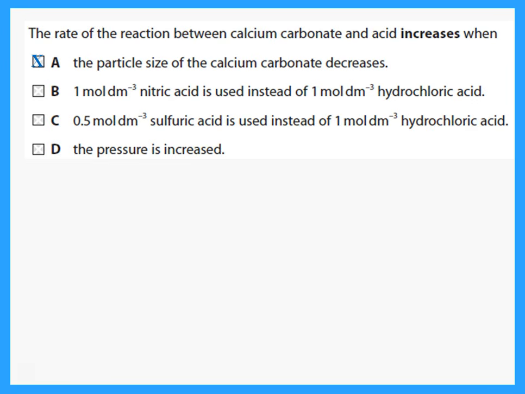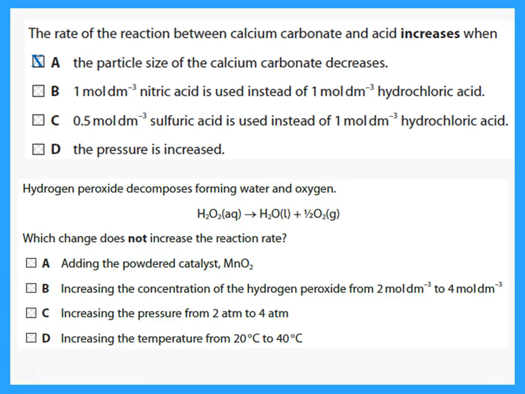0.5 mole per decimeter cube of sulfuric acid is used instead of 1 mole. Remember that the difference between sulfuric acid and hydrochloric and nitric acid is that sulfuric has 2 replaceable hydrogens. Hydrochloric and nitric have 1 replaceable hydrogen. So if you're using half of the sulfuric acid instead of 1 mole of HCl, that would actually be the same. And if the pressure is increased, well, we cannot say pressure increased because we're not talking about gases. The next question says hydrogen peroxide decomposes forming water and oxygen.